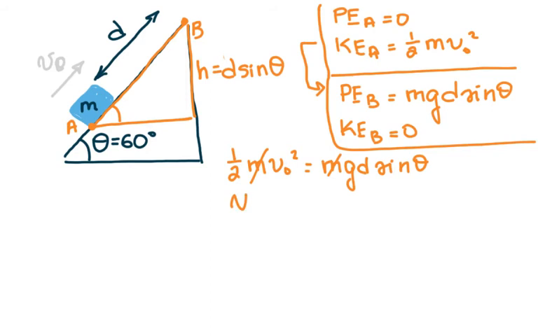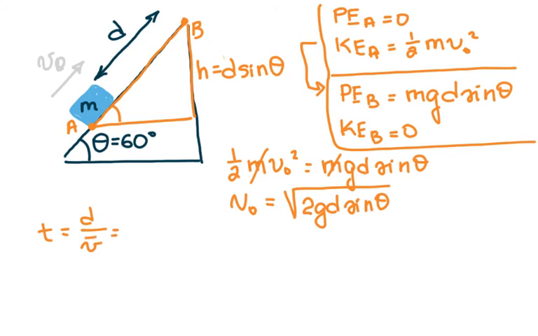And I have initial velocity in terms of d is equal to the square root of 2gd sine theta. Now I'm going to find out the time it's going to take to get to the top. So the time is the distance over the average velocity. This is initial velocity. Your final velocity is 0, so I need to take average velocity. So the distance is d. And for the average velocity, I have initial velocity, which is the square root of 2gd sine theta, plus 0, and divide all of it by 2. That's going to be the average velocity.